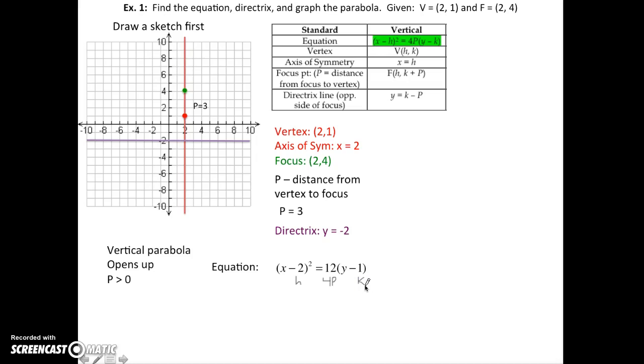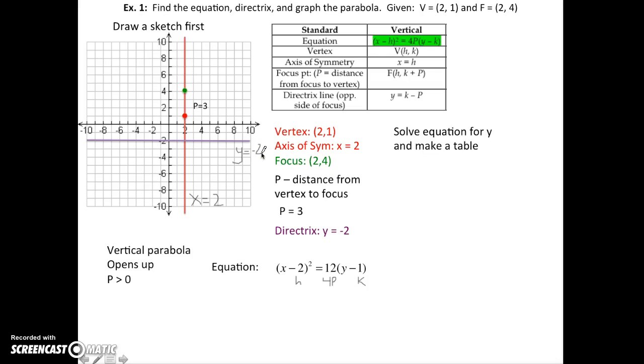The first thing we need to get on our graph is the axis of symmetry. So our axis of symmetry, don't forget to label it, is x equals 2. And while we're at it, we'll label our directrix at y equals -2. We need a few more points to get our parabola.